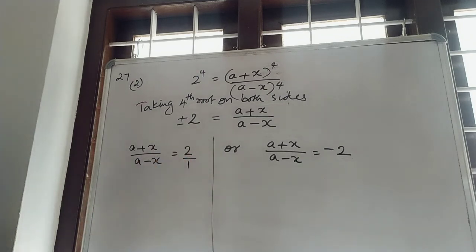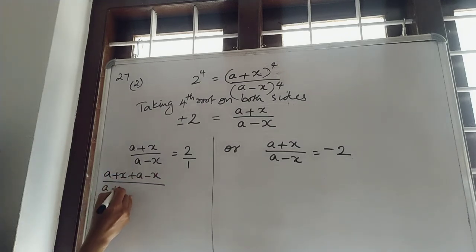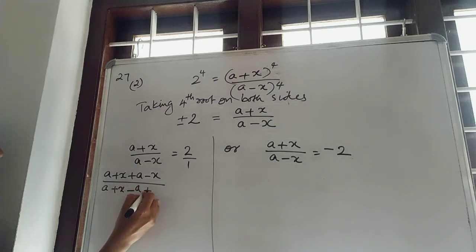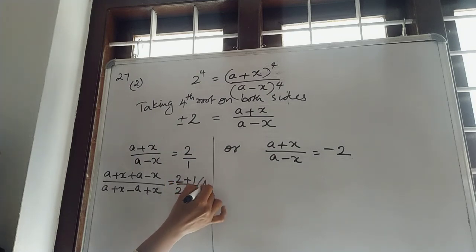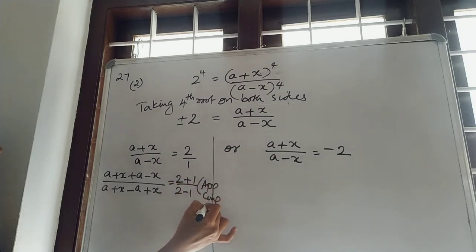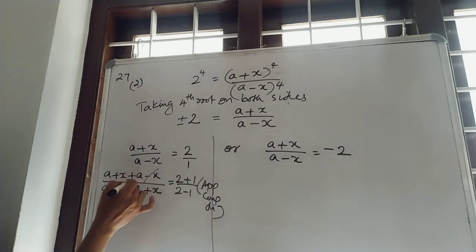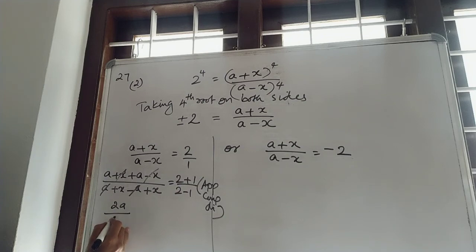2 can be written as 2 by 1. So, (a plus x plus a minus x) divided by (a plus x minus a minus x) is equal to (2 plus 1) divided by (2 minus 1), applying componendo, dividendo. So, x will cancel. So, 2a divided by 2x, a will cancel, is equal to 3 divided by 1, 2 cancel. So, a by x is equal to 3 by 1.